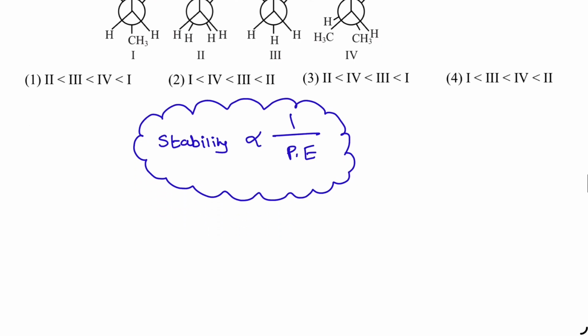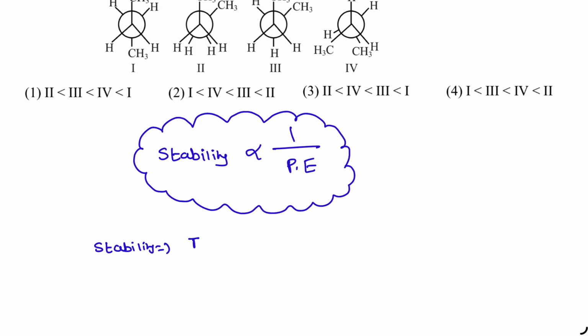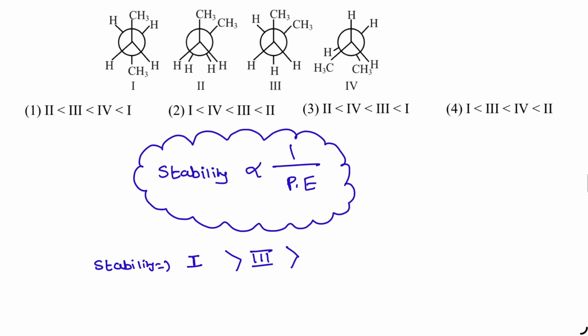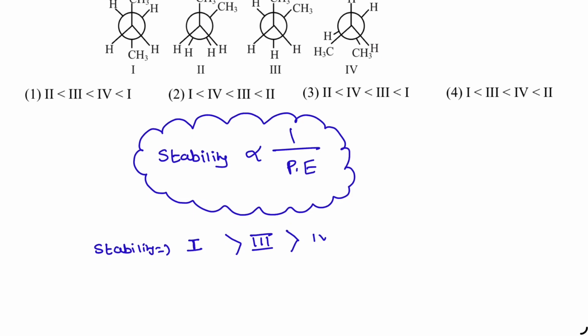And actually, if you take the stability order, anti-staggered is the most stable one. After that, gauche staggered, that is the third one. And here we have something like this, this is gauche staggered. Anything staggered is more stable. So this is eclipsed, this is also eclipsed, but this is partially eclipsed, that is fully eclipsed. So partially eclipsed is somewhat stable when compared to fully eclipsed.